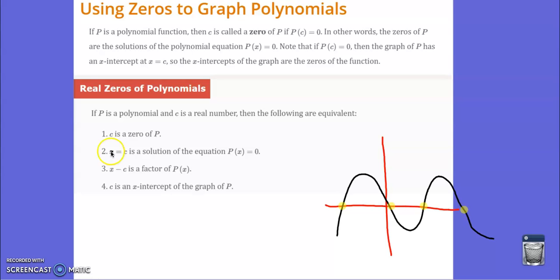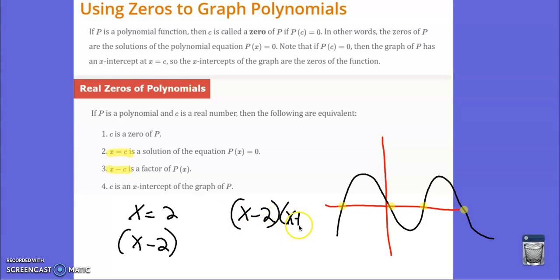So once we know x equals c, once we know the zeros, once we factor it, then x minus c is the actual factor. In other words, if x equals 2 is a zero, then I know x minus 2 is a factor. Likewise, if we factored something into x minus 2 and x plus 3, then we know negative 3 is a zero, and positive 2 is a zero. And again, zeros are called x-intercepts.